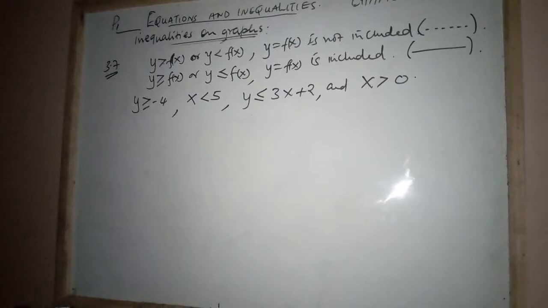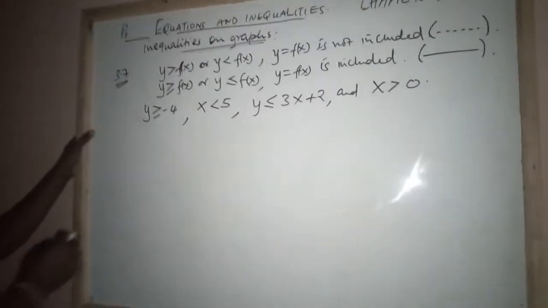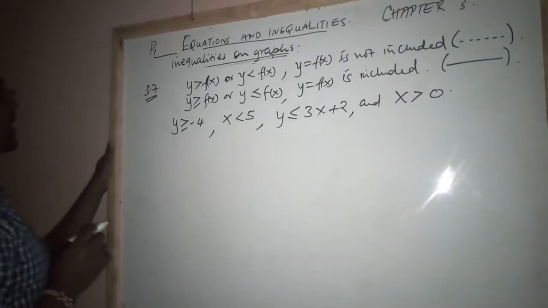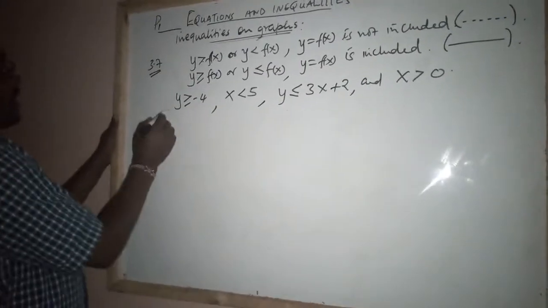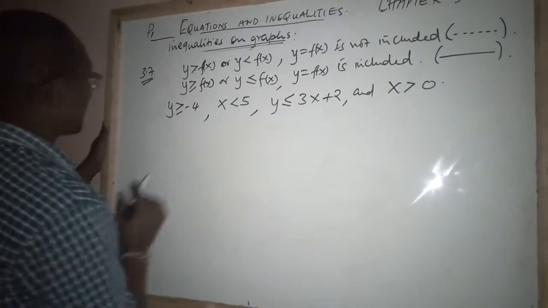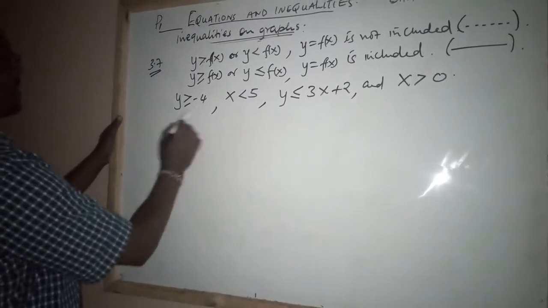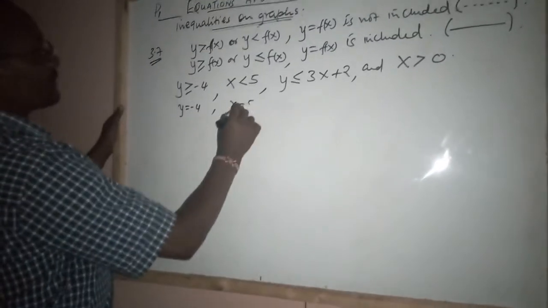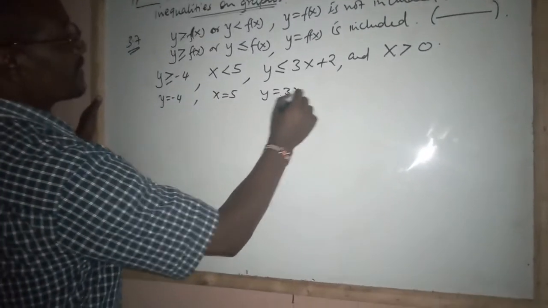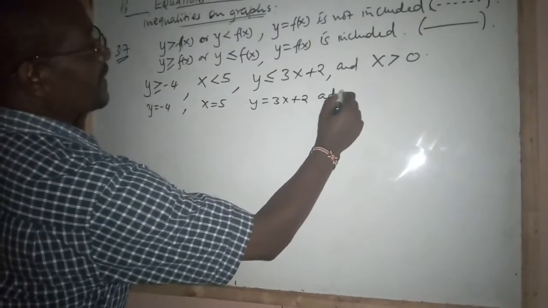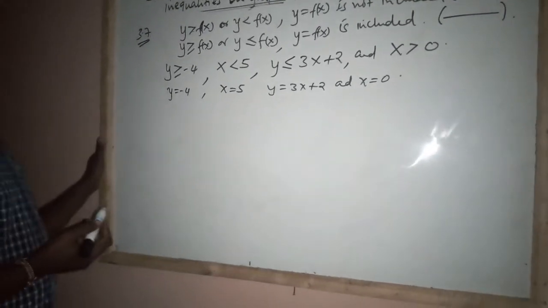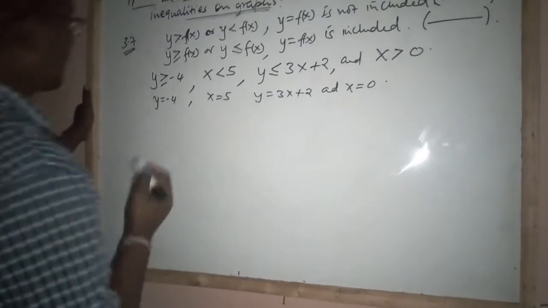What we need to understand is that all these inequalities, we are first of all supposed to treat them like equations, so that we can exactly note where the boundaries are. The equations generated by these inequalities are y equals -4, x equals 5, y equals 3x plus 2, and x equals 0. The reason we have done that is to quickly highlight where our boundaries will be.